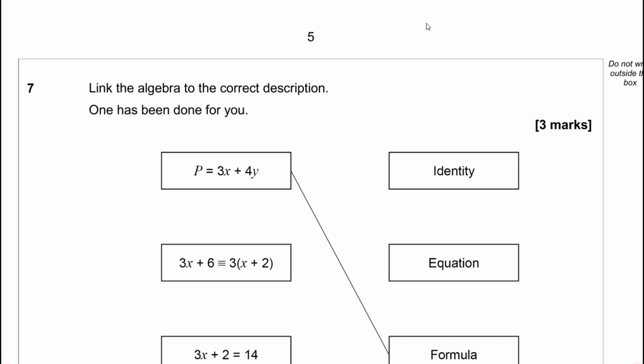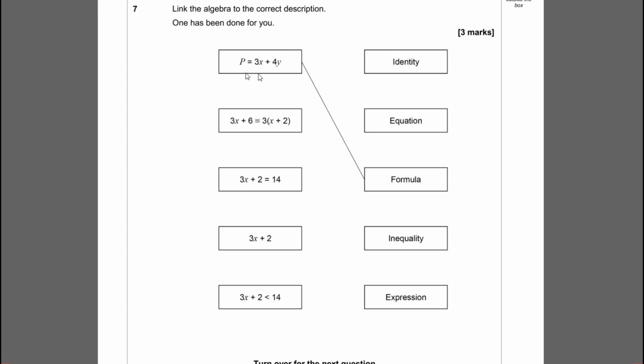Question 7. Link the algebra to the correct description. One has been done for you. Okay, we have a lot of things here. So this one is called a formula, because it has P, something to find out, and P is described by this formula. And this one, 3x plus 6, has 3 lines instead of an equal sign with 2 lines, so it must be an identity. So we have identity here.